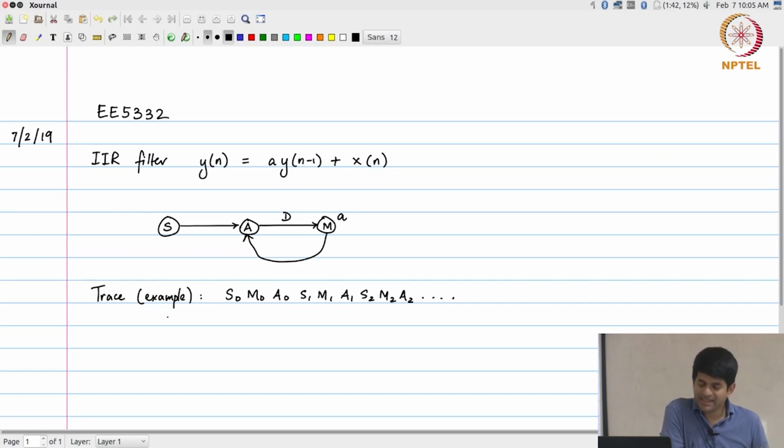Now I am going to make a further assumption, that each of these nodes has a certain execution time associated with it.